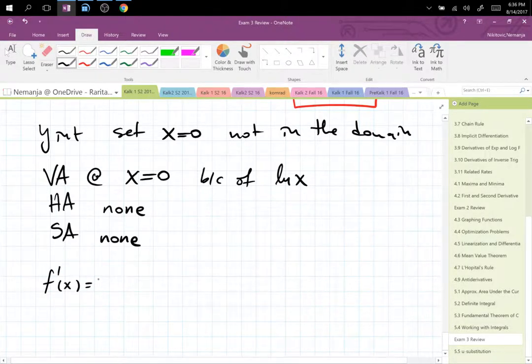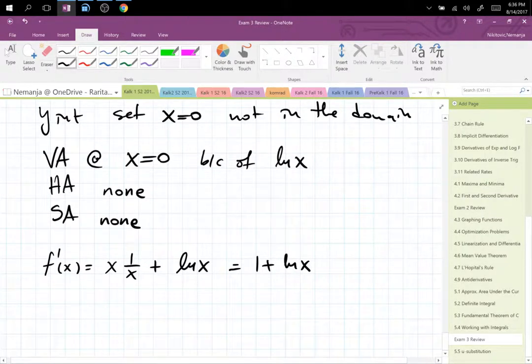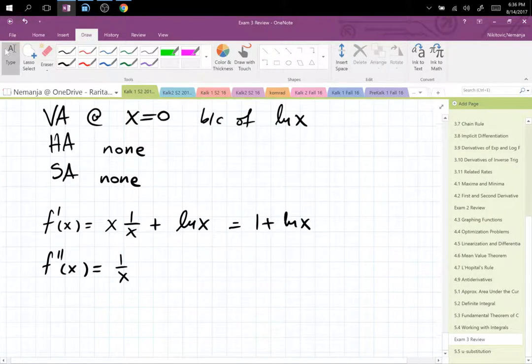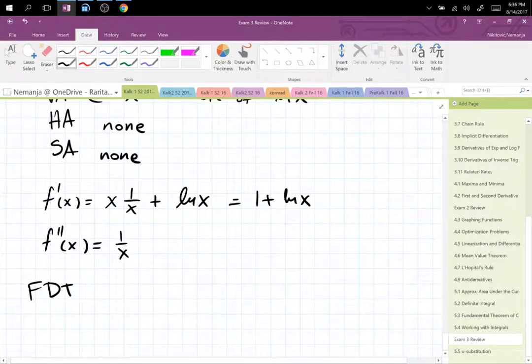x ln x, that's a product rule. So copy the first, derivative of the second, plus copy the second, derivative of the first. We get 1 plus ln x. And you know that I like to take the second derivative right away, which is going to be just 1 over x. So now that I have both of the derivatives, the first derivative test should be quick and easy when we take the derivative and set it equal to 0.